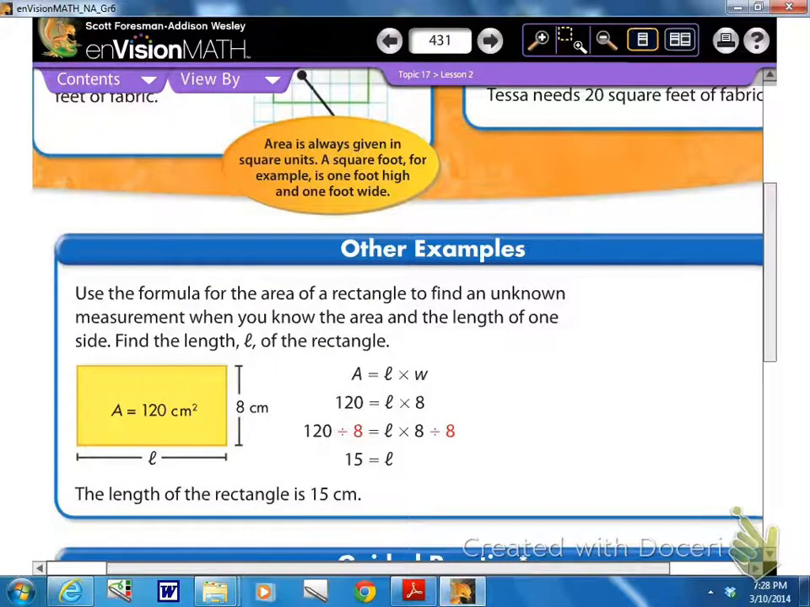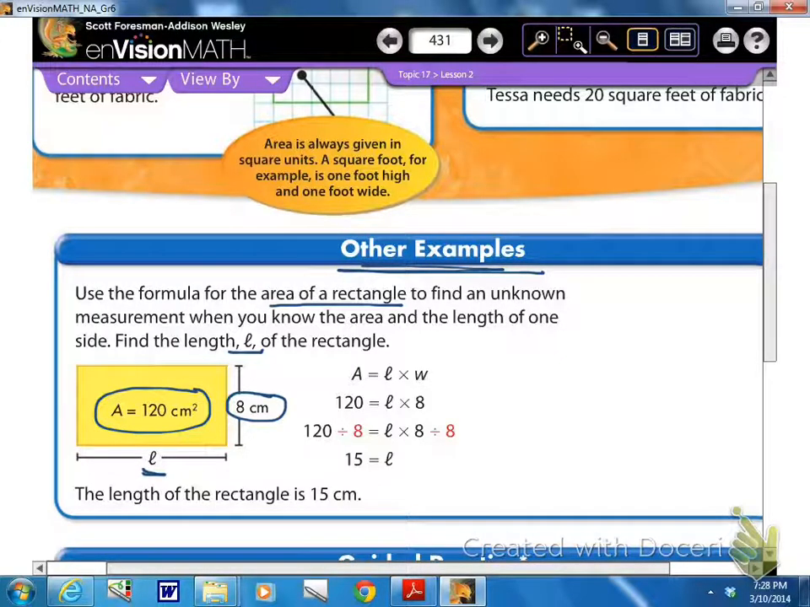Alright, let's look back on page 431 in this other example, because they're going to ask you to do some things like this on your homework. It says use the formula for area of a rectangle to find an unknown measurement when you know the area and the length of one of the sides. So in this case they want you to find L, the length of a rectangle. They give you the width, they give you the area, and they say, okay, now you find the length for me.